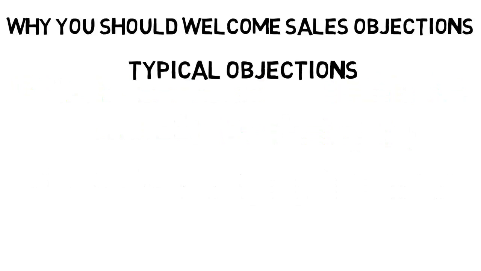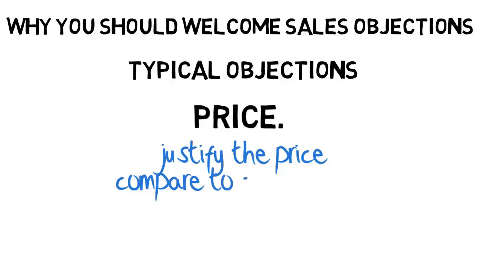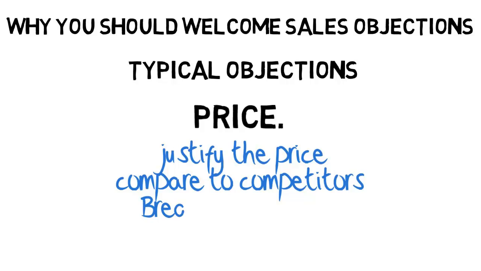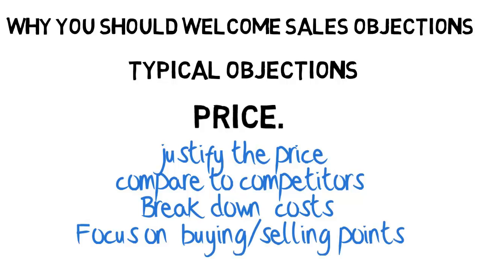Some typical objections. Price. You need to help the client to understand and justify the price, either in their own mind or to a partner or manager. If you compare well to competitors, say so, comparing like with like. Try breaking down your total cost into amounts that are attached to each part of the product or service, so the client can see why your price point is what it is. Focus on the buying and selling points of your products and services.